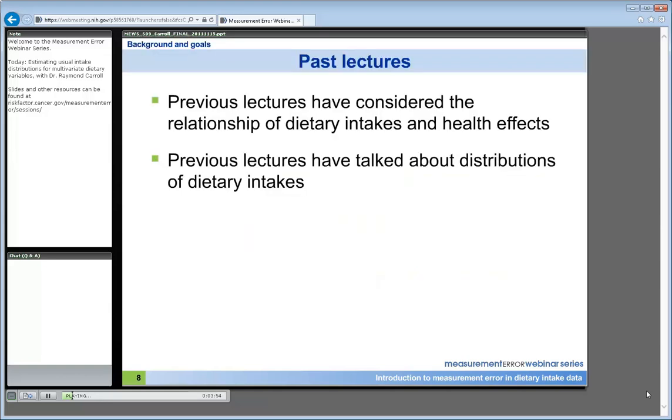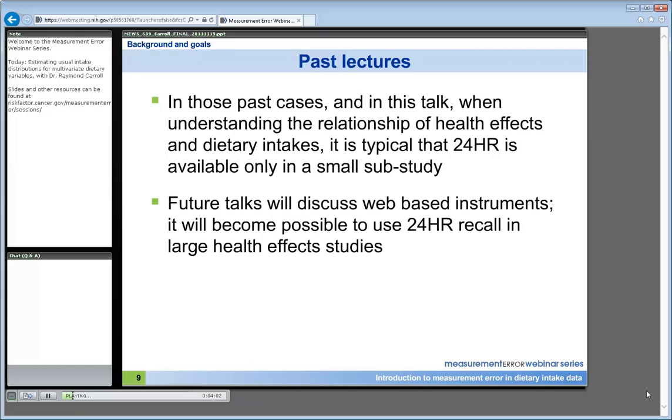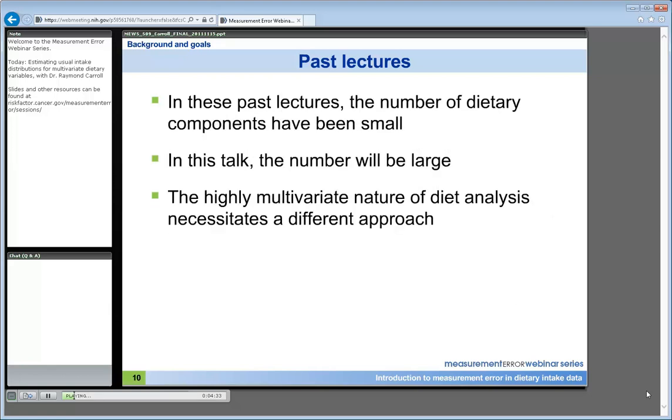So the previous lectures have considered the relationship of dietary intakes and health effects, and they've talked about distributions of dietary intakes. In those cases and in this talk, when you're trying to understand the relationship of health effects and dietary variables, or when you're trying to do nutritional surveillance, it's typical that a 24-hour recall is available. In the health effects setting, it would only be available in a small sub-study, a calibration study. Future talks are going to discuss web-based instruments where it may become possible to use the 24-hour recall in large health effects studies.